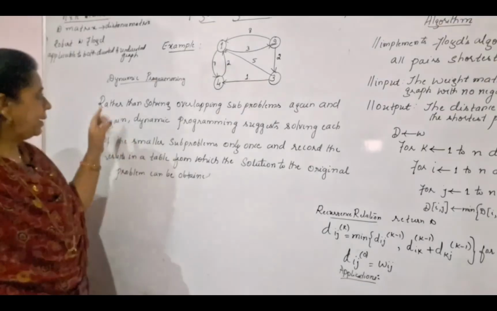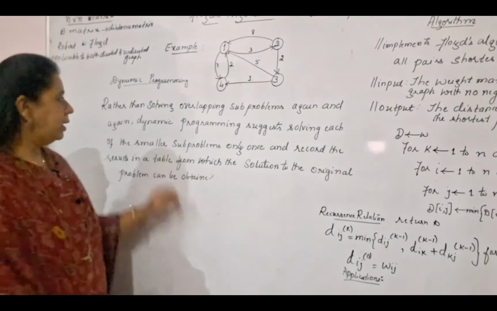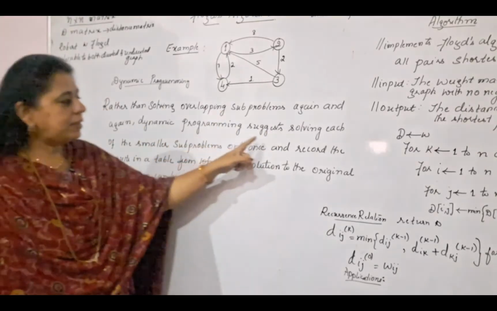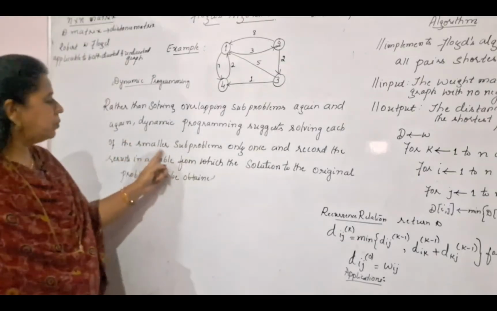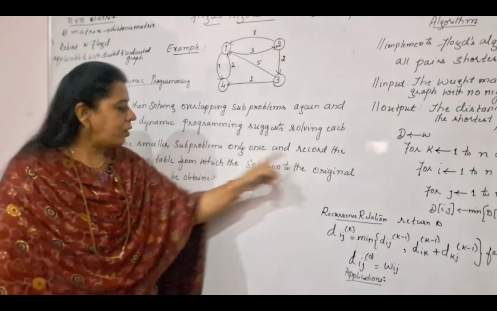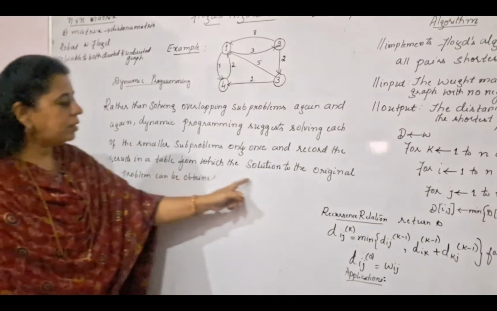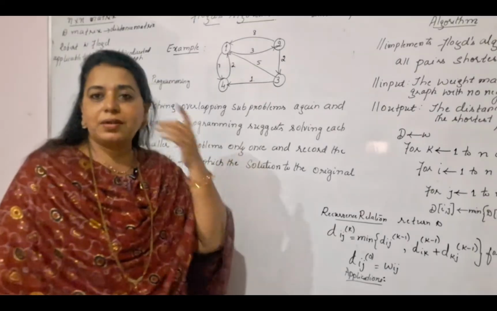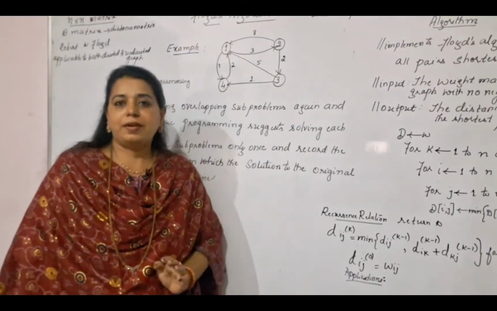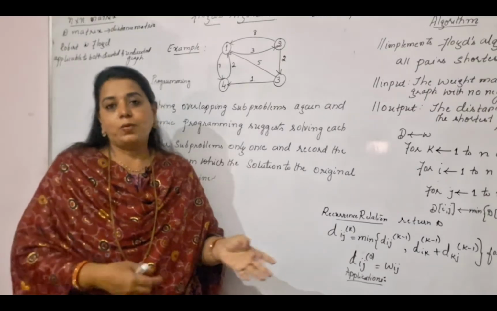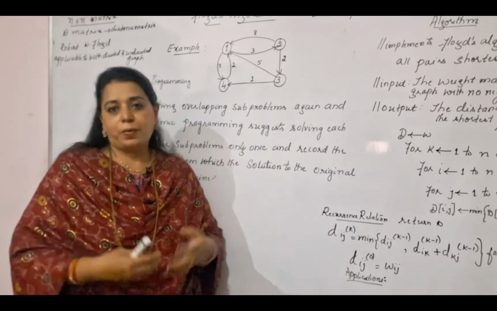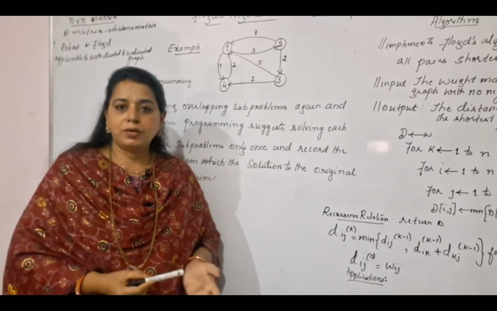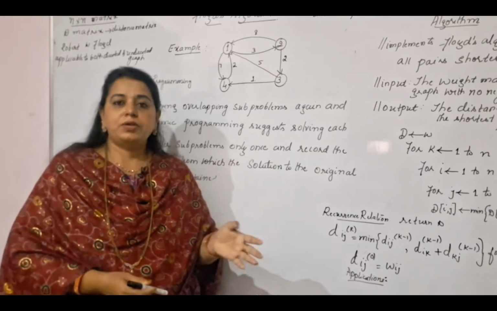You can check here the statement I have written for dynamic programming. Rather than solving overlapping sub-problems again and again, dynamic programming suggests solving each of the smaller sub-problems only once and recording the results in a table from which the solution to the original problem can be obtained. So remember this statement; this is the approach used in dynamic programming. We shall see different algorithms that make use of this approach, how the values get stored in a table and how you obtain results from those tables to move to the next stage of the solution. In this way, finally you reach the solution to the original problem.